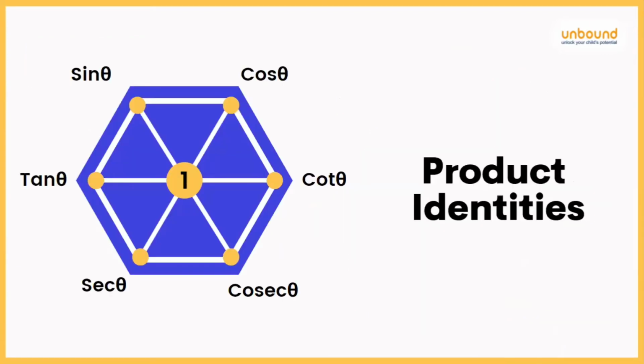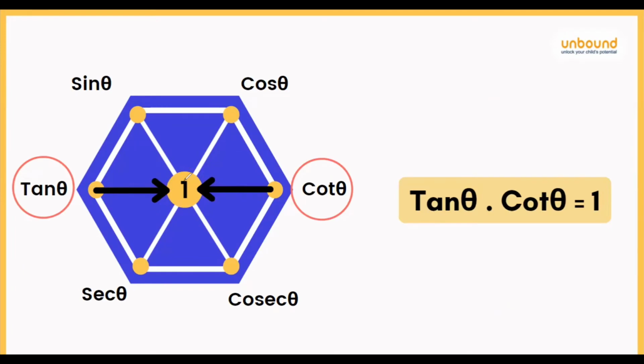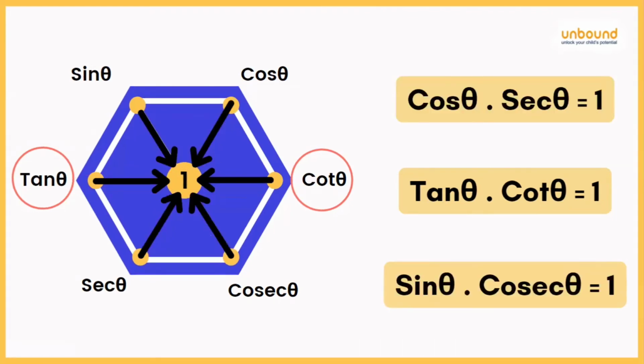Product identities. So for this identity, remember, we have labeled the meeting point of the diagonal as 1. So here the diagonal was this, and then the tan theta and cot theta were the edges of the diagonal. So we are going to use tan theta and cot theta, which are the edges of the same diagonal. We are going to multiply them and receive the product as 1. The same has been done for all the diagonals and for all the functions.